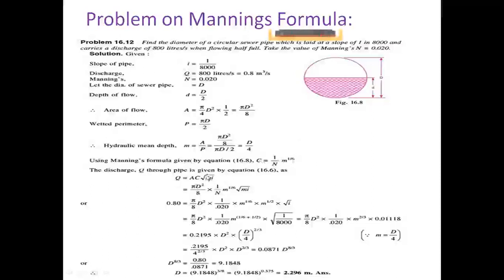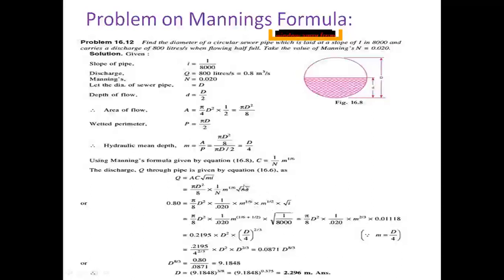The discharge formula is Q equals AC root mi. Here A equals pi D square by 8, into C, which is 1 by n whole power 1 by 6, into root of m into i. So the discharge value is given as 0.80, equals pi by 8 capital D square into 1 by n, with n value 0.020, m power 1 by 6, into m power 1 by 2 into root i.